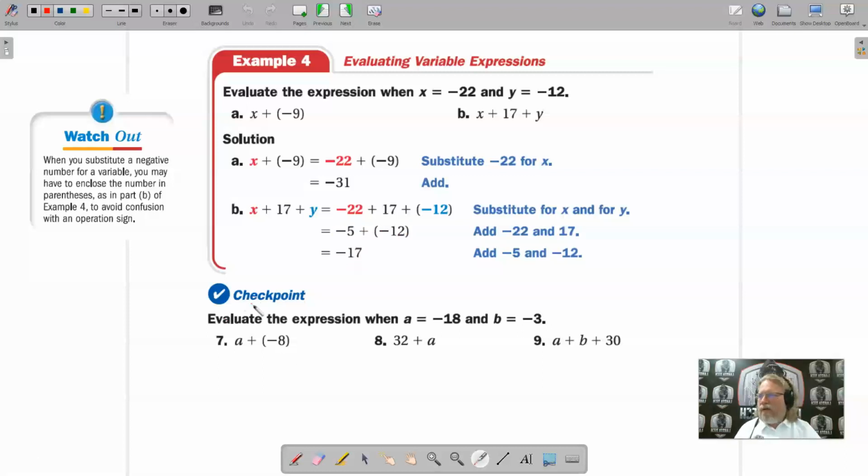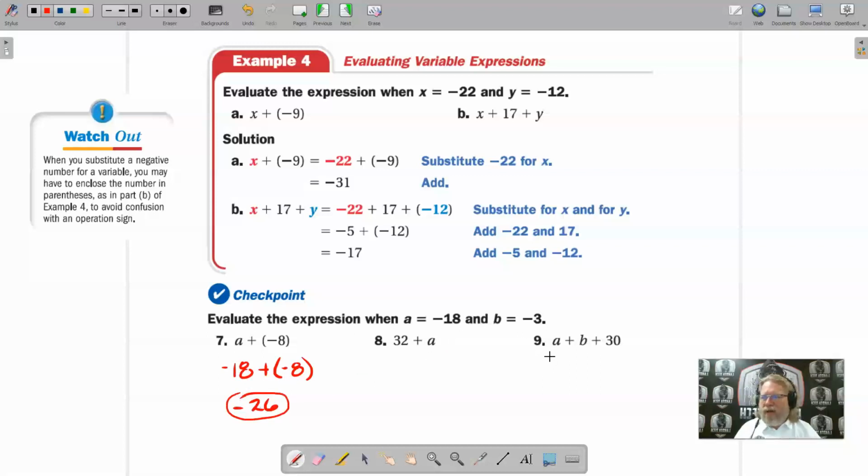All right, let's do a couple of the checkpoint ones. We'll do number 7, and we'll do number 9. That sounds good. So A, we're going to substitute in, A is negative 18 plus negative 8. So they are both negative, so our answer is going to be negative. And since they're both the same sign, we're going to add them together. 18 plus 8 is 26, so our solution would be negative 26.